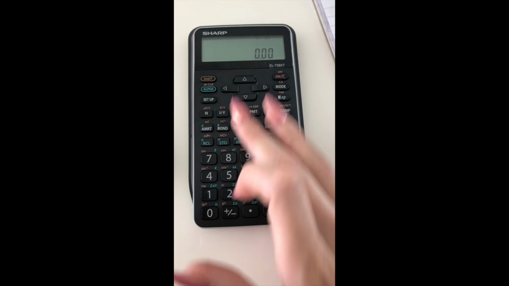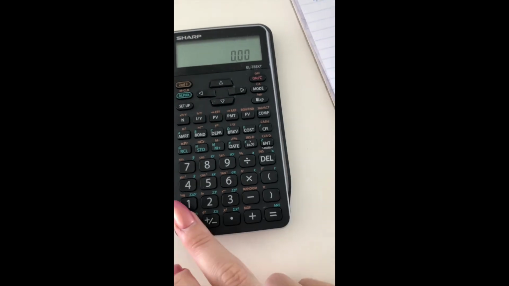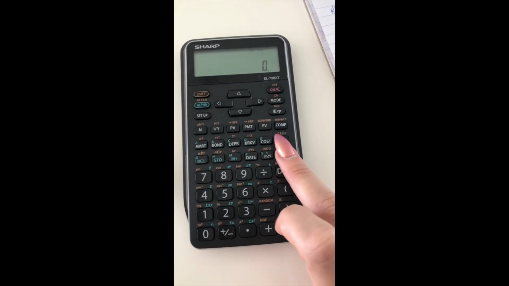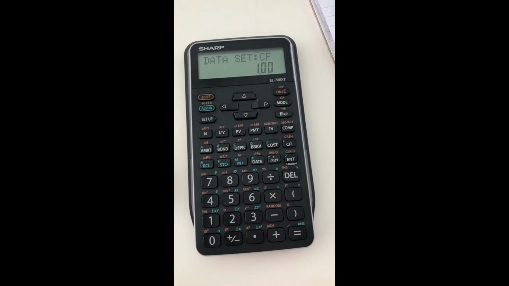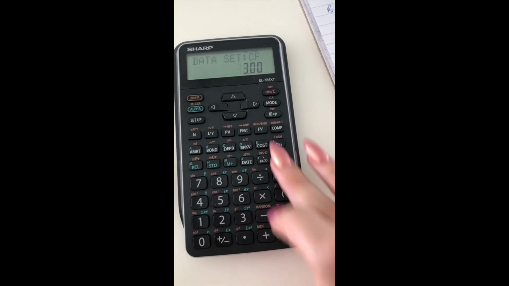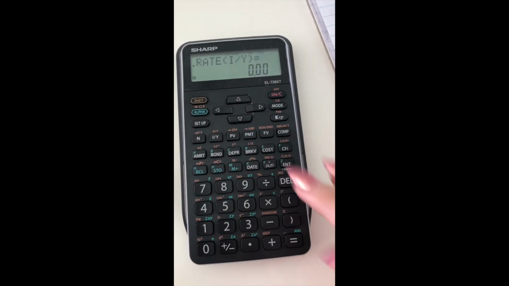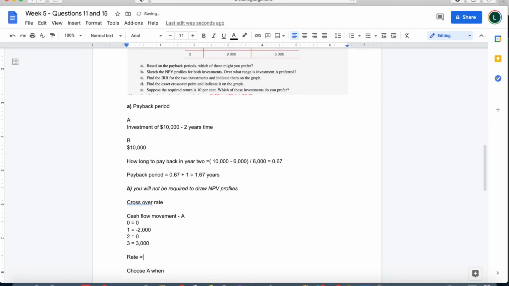Okay, now we're going to calculate the crossover rate, so we clear our memory. Our cash flow for year 0 is 0, so we have to enter that. Year 1, it's negative 2,000, enter. Year 2, it's a 0, enter. And then year 3, it's a positive 3,000, enter. Then we go second, cash, comp. There we go, we have 22.47%. So we know that from that, our rate is 22.47%. That is a super easy way to do our calculations.